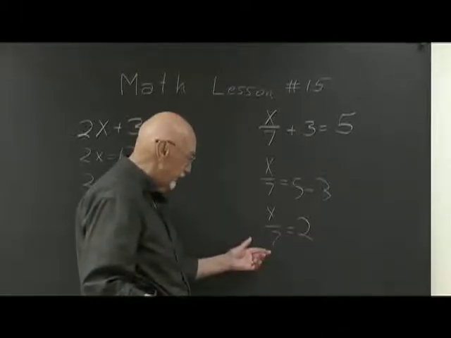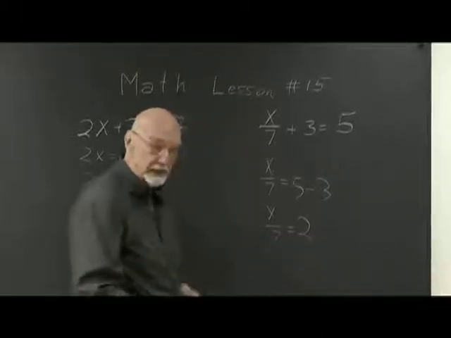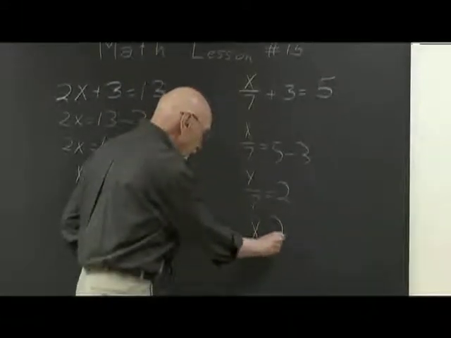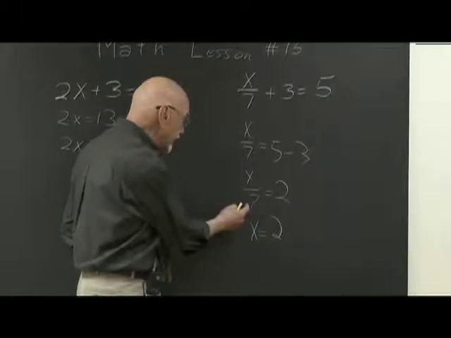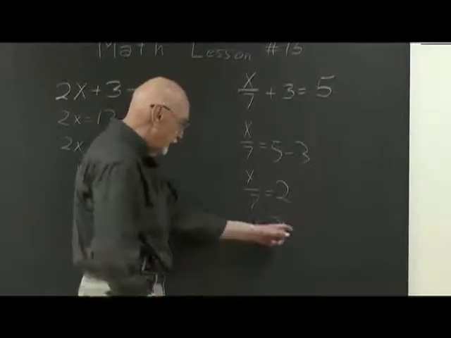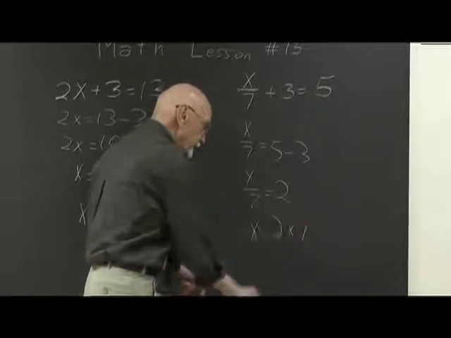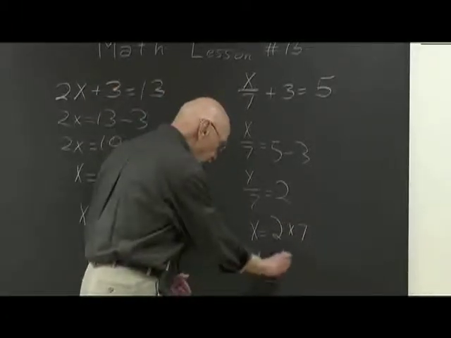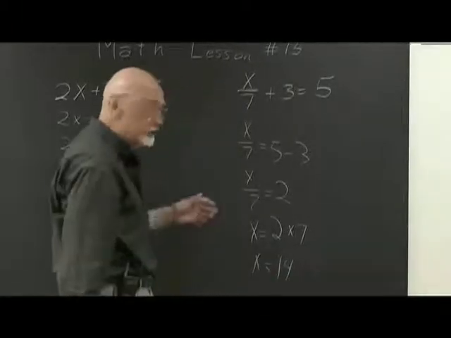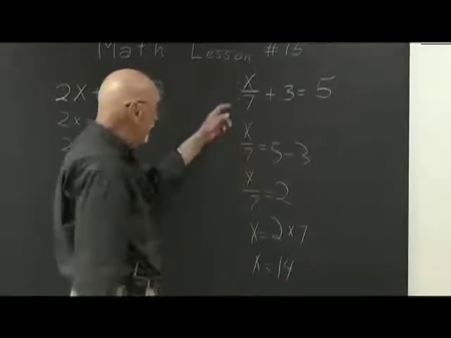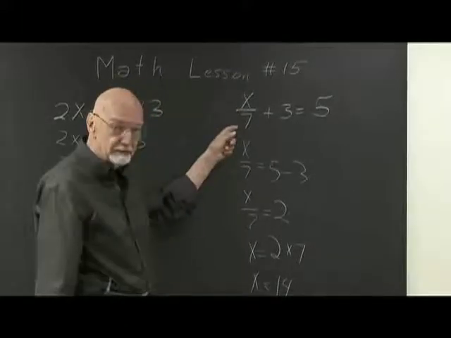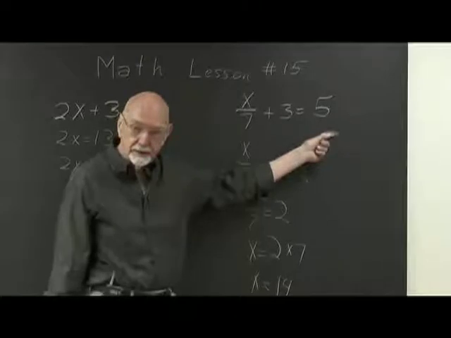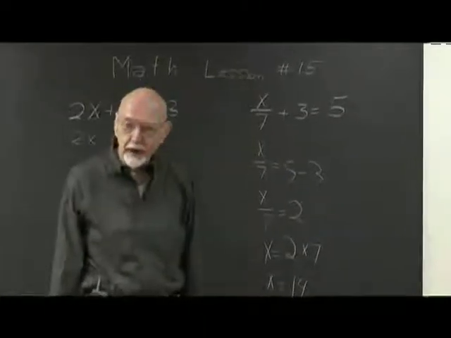X over 7 equals 2, and we need to isolate the x on this side of the equal sign. And this was dividing by 7. Therefore, when we move it over here, it's multiplying by 7. 2 times 7, of course, is 14. Let's check to see if we got it right. 14 divided by 7 is 2, plus 3 is 5. So once again, you know you've gotten it right.